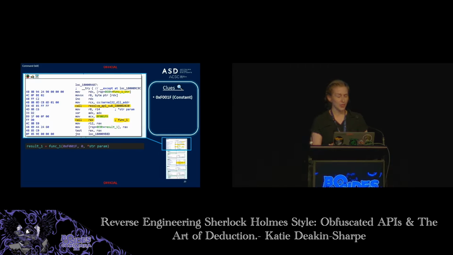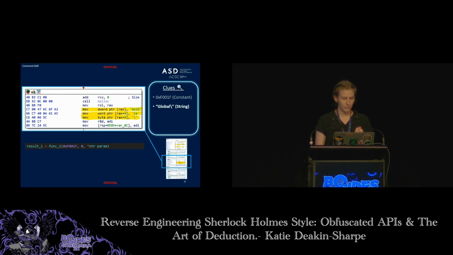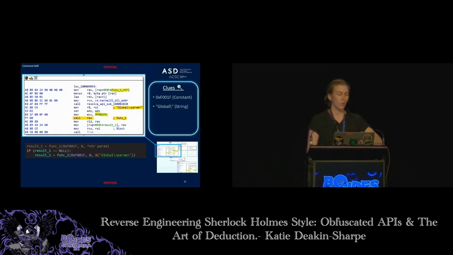But looking at where that actually gets used, we have our first clue, this constant F001F. That's going to be passed as the first parameter into our first function, along with two other parameters, one of which is a pointer to a string or a byte buffer that also gets passed in by the C2 payload. So that's going to be an input to our command. Moving further down, we see another clue, this global backslash string being built up on the stack. And it turns out if the result of our first function call is null, we're going to call it again, but we're going to append that global backslash string onto the front of our third parameter.